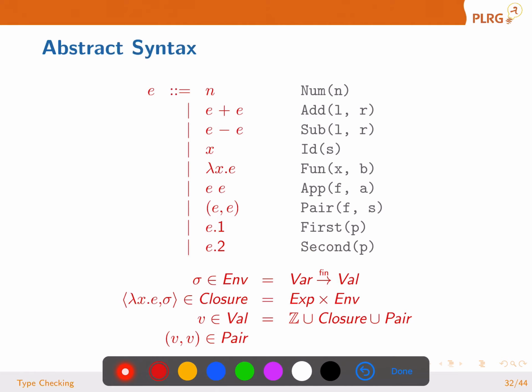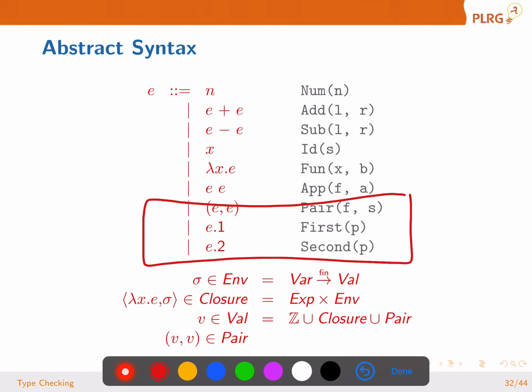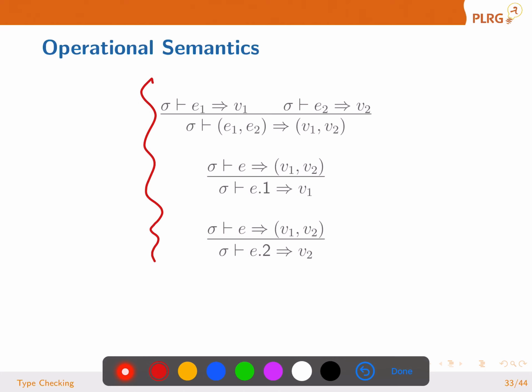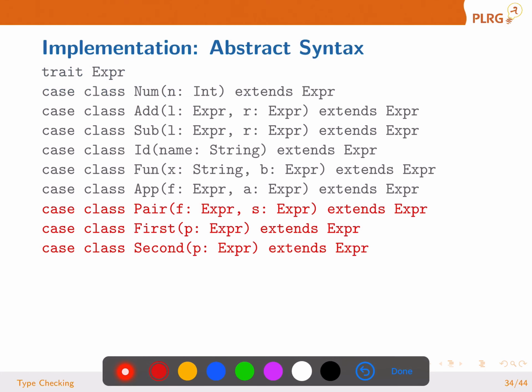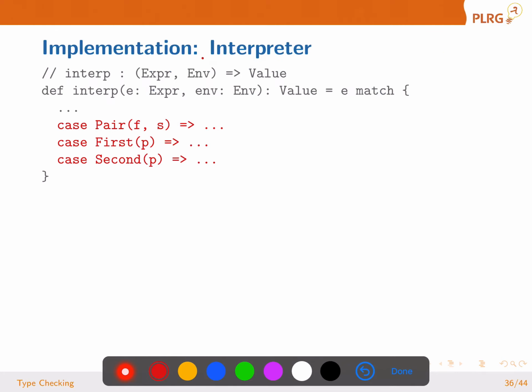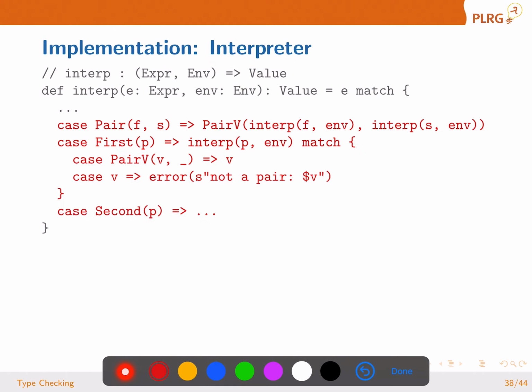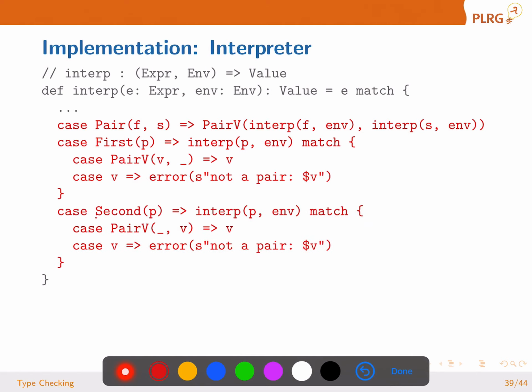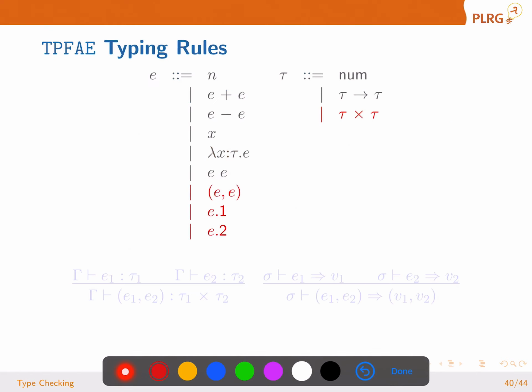Remember, this was the language before the midterm exam. And we extended the language with pair. Constructing a pair, getting the first and the second component, and we learned its operational semantics, and we learned how to extend abstract syntax, and how to extend the value to have pair V, and how to implement the interpreter, how to construct a pair value, how to get the first component or the second component, right?